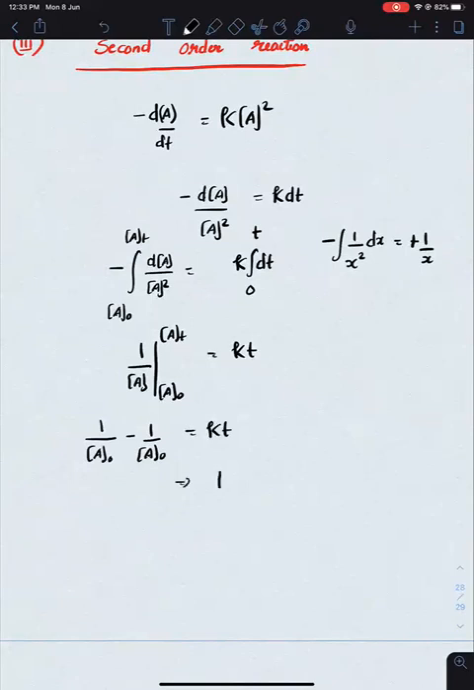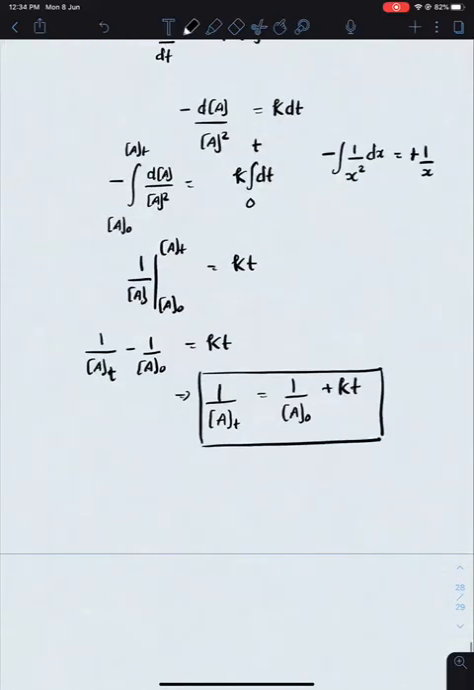This implies 1 upon at equals to 1 upon a naught plus kt. This will be the expression. 1 by at is equals to 1 by a naught plus kt. मैं ऐसे इस फॉर्म में क्यों रख रहा हूँ? हमारा जीरो ऑर्डर रिएक्शन के लिए एक्सप्रेशन था at is equals to a naught minus kt. फर्स्ट ऑर्डर के लिए ln at is equals to ln a naught minus kt. अभी सेकंड ऑर्डर के लिए वो जो at और a naught है 1 अपॉन कर लेना. 1 by at is equals to 1 upon a naught, बट माइनस नहीं है इधर, पॉजिटिव होगा. 1 by at is equals to 1 by a naught plus kt.